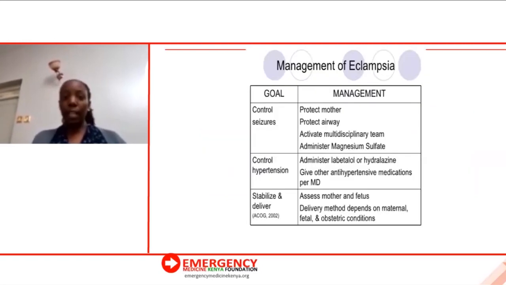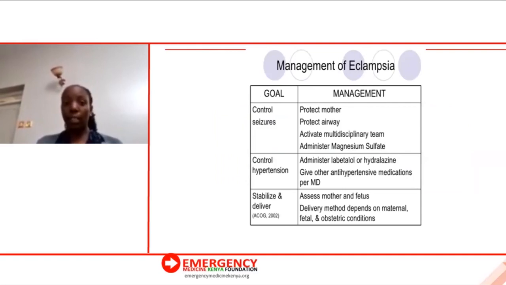So eclampsia, like I said, is when the patient is unconscious or has seizures in the setting of gestational hypertension or preeclampsia. Again, we never forget our ABCs. So protect the mother's airway, breathing, give oxygen as necessary, 100%, and then continue from there. Always call for help. Always activate a multidisciplinary team. Control the hypertension at that time. So you can give labetalol or hydralazine.